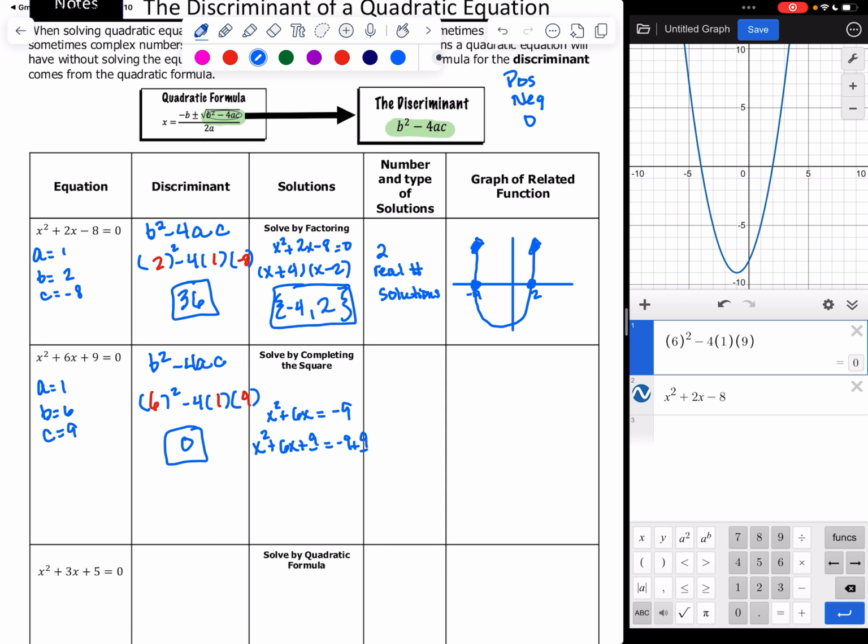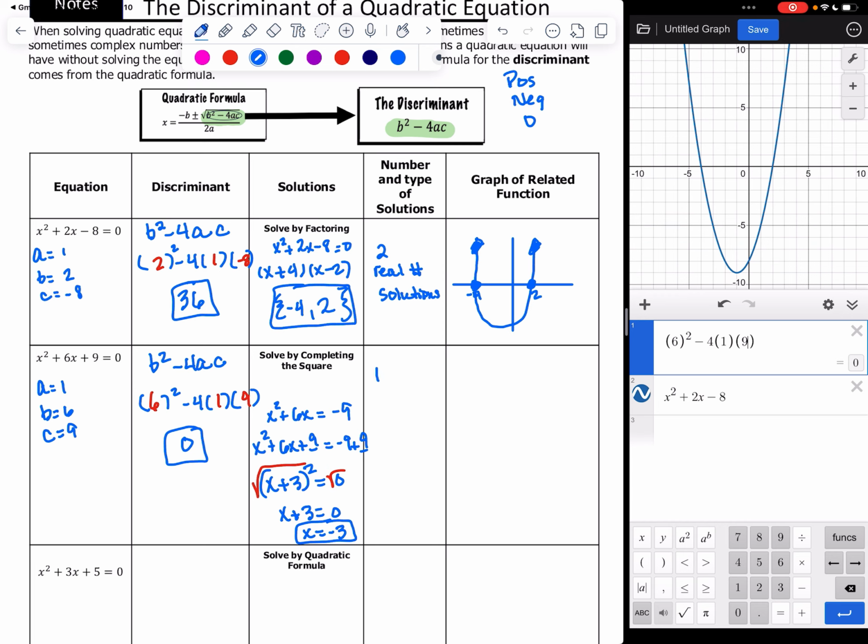Now I want to factor the left side, so this would be (x + 3) squared, and -9 plus 9 is 0. Now take your square root of both sides, so x plus 3. Now normally we would put plus or minus here, but 0 can't be positive or negative, so we're just going to put 0, and then move the 3 to the other side to get x equals -3.